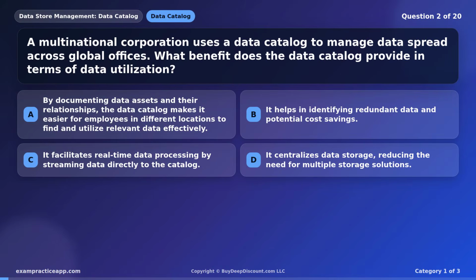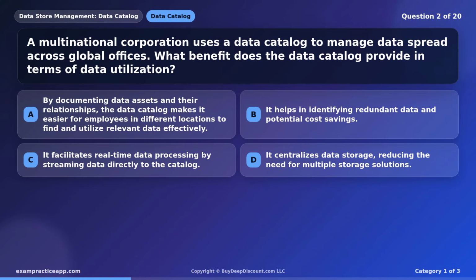Question 2. A multinational corporation uses a data catalog to manage data spread across global offices. What benefit does the data catalog provide in terms of data utilization? Option A. By documenting data assets and their relationships, the data catalog makes it easier for employees in different locations to find and utilize relevant data effectively.